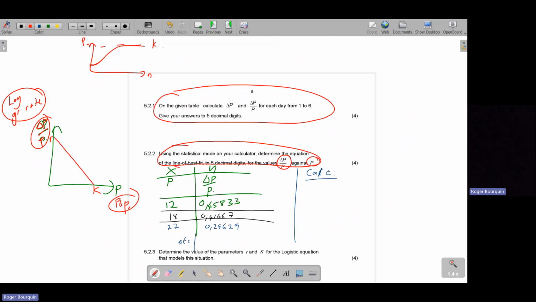So population is on your X. So population is your X values. Your Y values is your logistic growth rate, which is delta P over P.